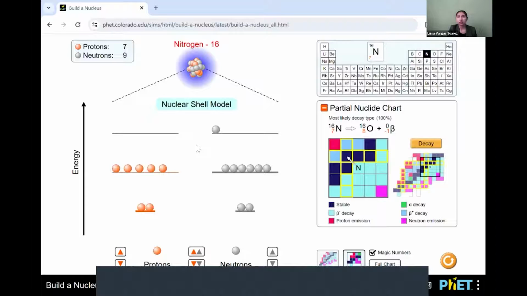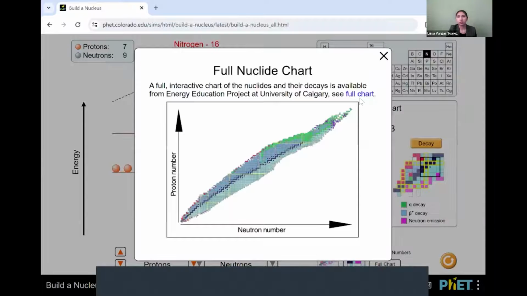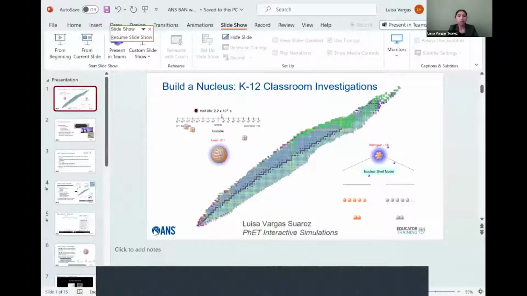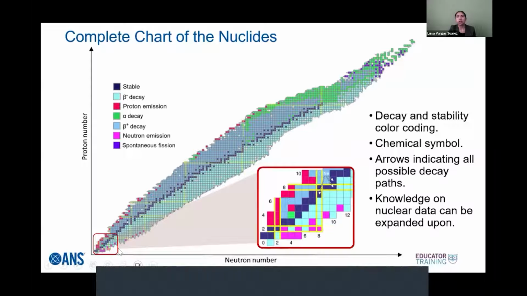Once all of these concepts of magic numbers, decay, and the decay equation in your chart of the nuclides is understood, then you can explore the full nuclide chart by clicking here. And even though this might have seemed huge and not as easily comprehensible at the beginning, we can see that really the Build a Nucleus simulation introduced this smaller version of the chart of the nuclides. And this full version still has the same decay and stability color coding that we previously showed.